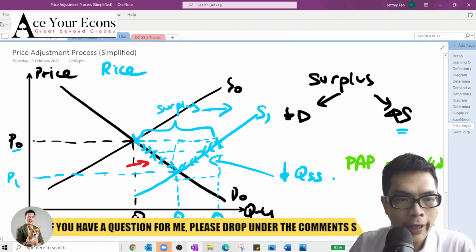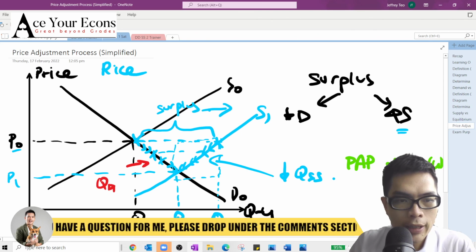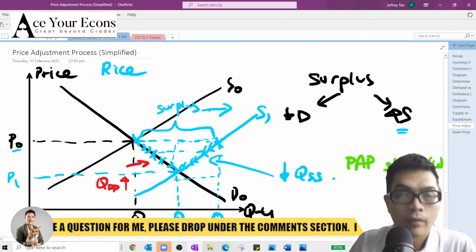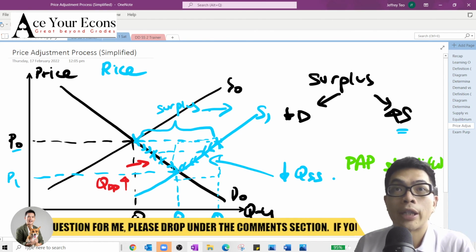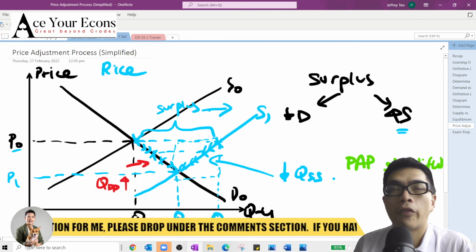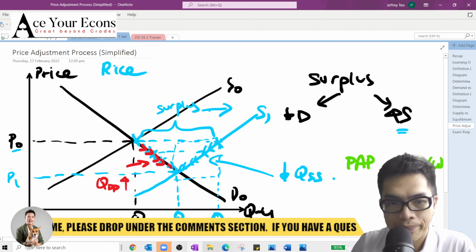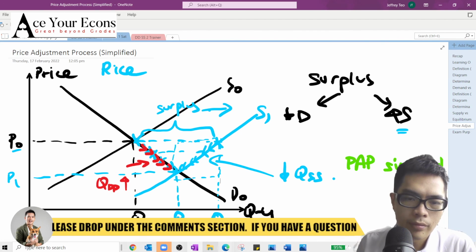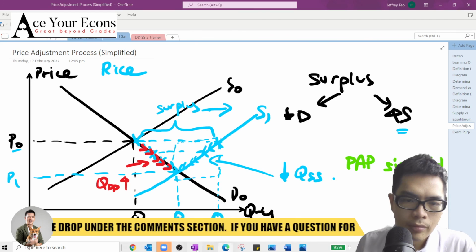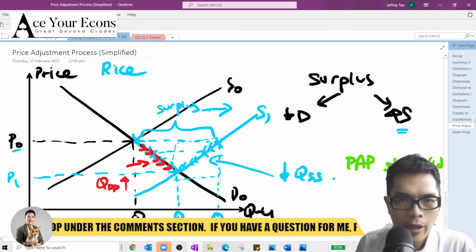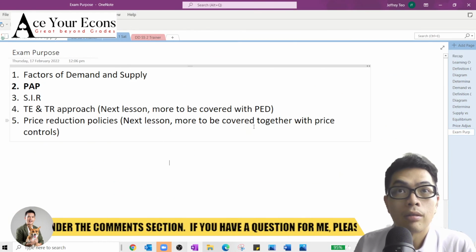With lower price, quantity demanded goes up. So it simply tells you that there's greater affordability for consumers. Therefore you see, quantity demanded goes up. Oh, sorry, there's a lot of gems that I like to share, but sometimes it runs out of me.